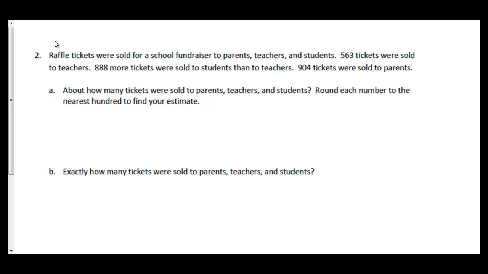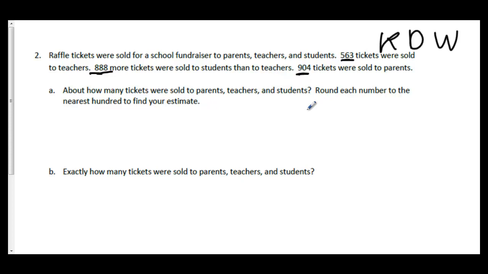Okay, so remember we're going to use the RDW process. So we're going to start by reading the problem, and then we're going to see if there's anything that we can draw. So we're going to do RDW, read, draw, write. Raffle tickets were sold for a school fundraiser to parents, teachers, and students. 563 tickets were sold to teachers. 888 more tickets were sold to students than teachers. 904 tickets were sold to parents. About how many tickets were sold to parents, teachers, and students?